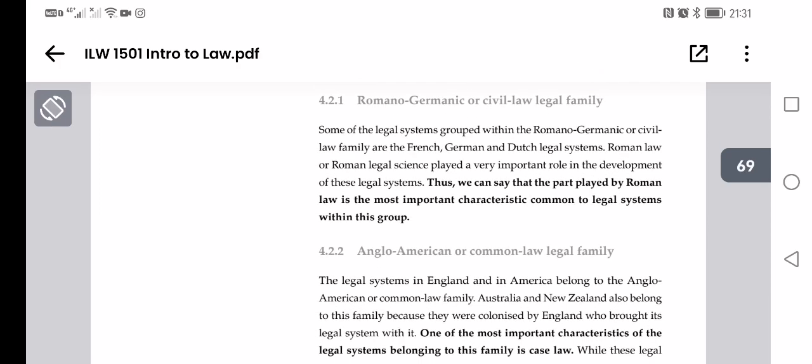Romano-Germanic or civil law legal family. Some of the legal systems grouped within the Romano-Germanic or civil law family are the French, German, and Dutch legal systems. Roman law or Roman legal science played a very important role in the development of these legal systems. Thus, we can say that the part played by Roman law is the most important characteristic common to legal systems within this group.